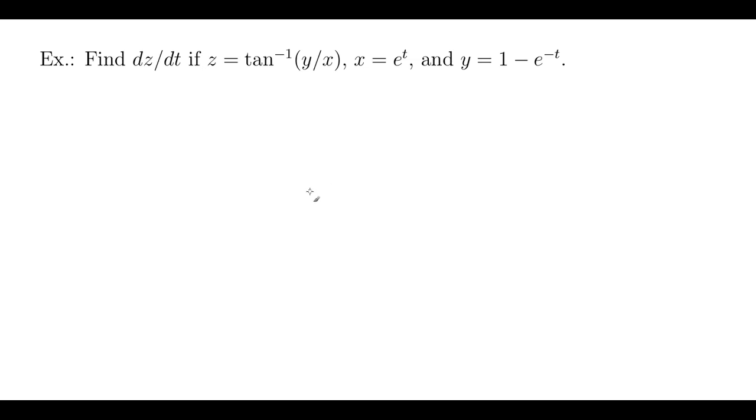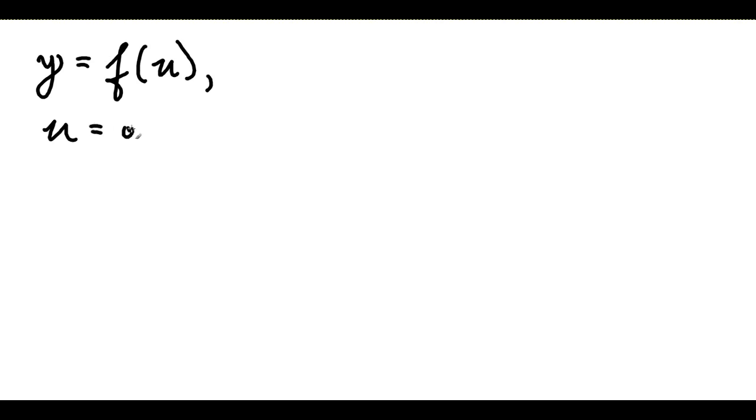Before I dive into the chain rule for multivariate functions, let me first discuss a few things about the chain rule for single variable functions. Back in Calc 1, when you first learned about the chain rule, you probably talked about situations where, for example, y is a function of some intermediate variable u, and u is itself a function of the independent variable x, right?